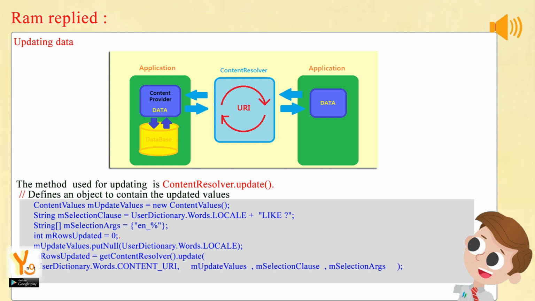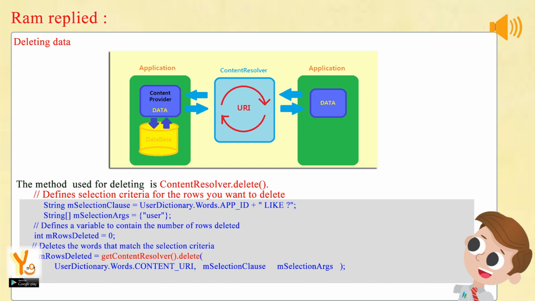The method used for updating is the ContentResolver update method. Example is given below. The method used for deleting is the ContentResolver delete method. Example is given below.